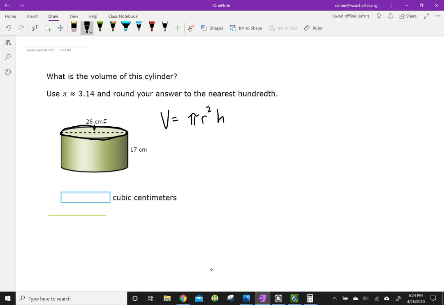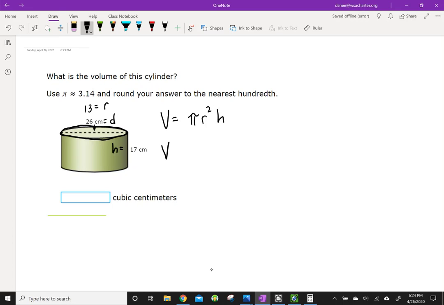I know this is my diameter, and I need to divide that by 2, right? 26 divided by 2 equals 13. So r equals 13 centimeters, and h equals 17 centimeters. Okay, h equals 17 centimeters.